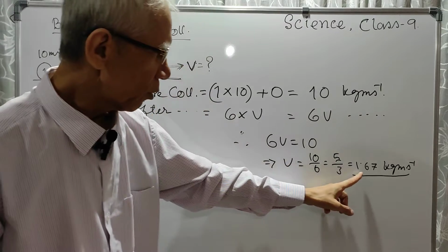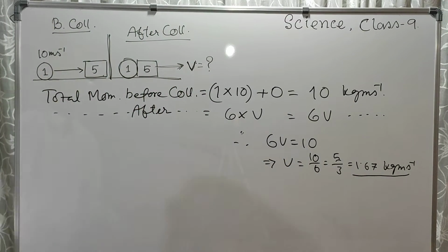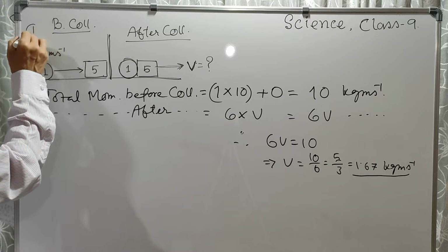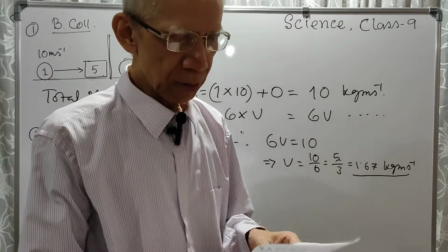This v means 1.67 kg meter per second. Okay. All right. This was number 1. Now let us see the next one, number 2. Now this is about chemistry.